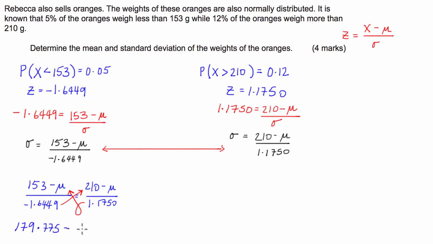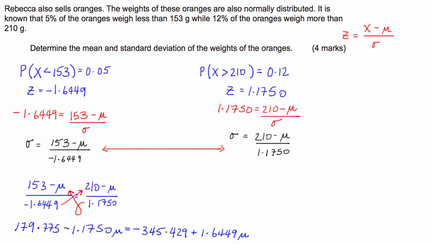And once I've multiplied all of that through, I'm going to get 179.775 subtract 1.1750 times the mean, which is equal to negative 345.429 plus 1.6449 times the mean. Cool, so what I'm going to do is I'm going to take this 345 to the left, and I'm going to take this 1.1750 times the mean to the right.